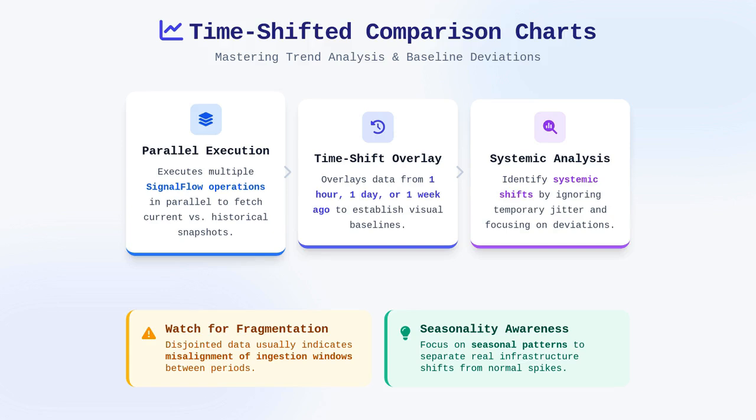If the data appears fragmented or disjointed, it is often due to the misalignment of data ingestion windows between the two periods. Evaluating these views requires a keen eye for seasonality in your metrics, as the visual cues are intended to highlight deviations from established baselines rather than just individual spikes. Mastering these interpretive techniques allows you to ignore the superficial noise of temporary jitter and focus on identifying patterns that indicate systemic shifts in infrastructure performance over time.